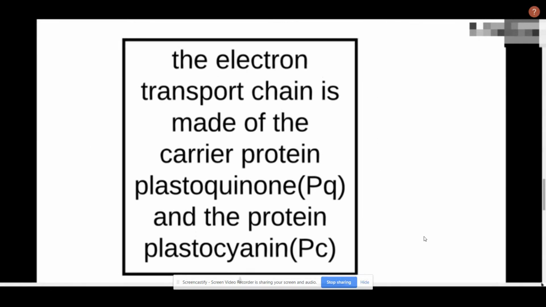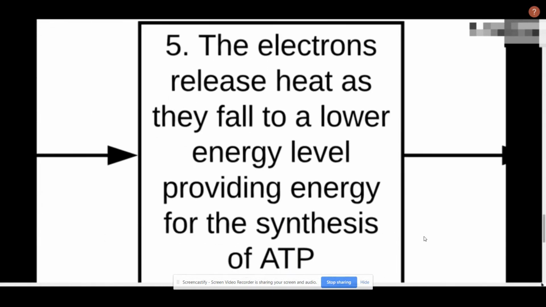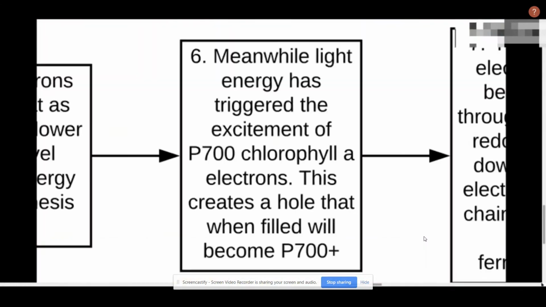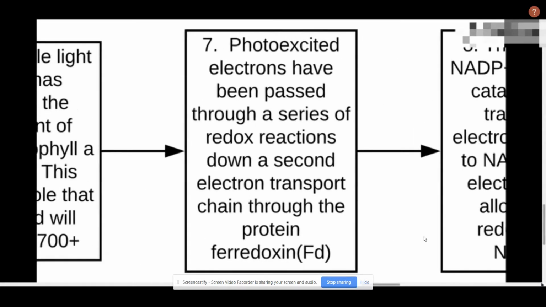The electron transport chain is made of the carrier plastoquinone and the protein plastocyanin. 5. The electrons release heat as they fall to a lower energy level, providing energy for the synthesis of ATP. Heat and energy. 6. Meanwhile, light energy has triggered the excitement of the P700 chlorophyll A electrons. This creates a hole that, when filled, will become P700+.